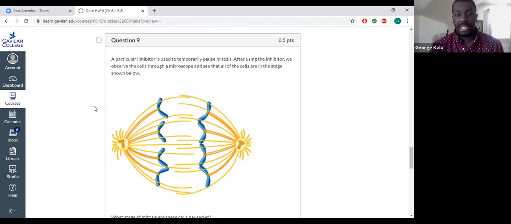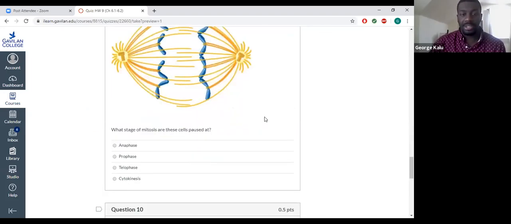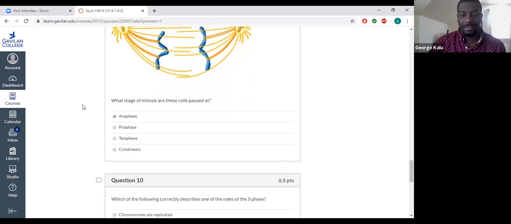Okay. Question 9. A particular inhibitor is used to temporarily pause mitosis. After using the inhibitor, we observe the cells through a microscope and see that all the cells are in the stage shown below. This is what our cells look like. What stage of mitosis are these cells paused at? Anaphase. Perfect. Yes, beautiful. So they'd be paused at anaphase. Wonderful.